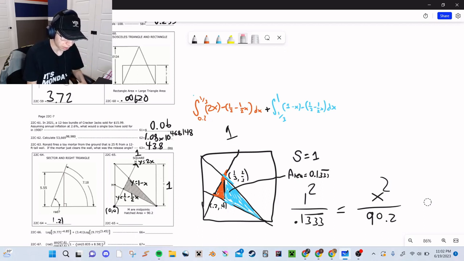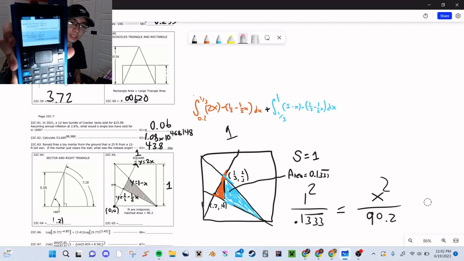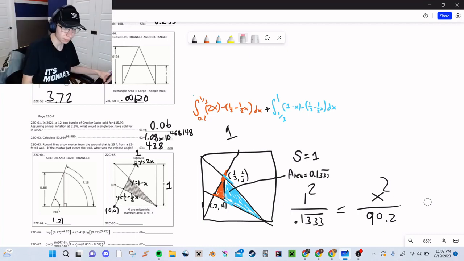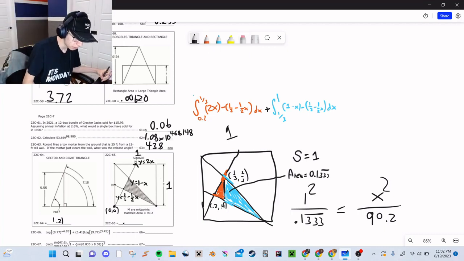So from there, I get that my area is, oh, I squared the wrong thing. So from there, I get my area is 26.0.